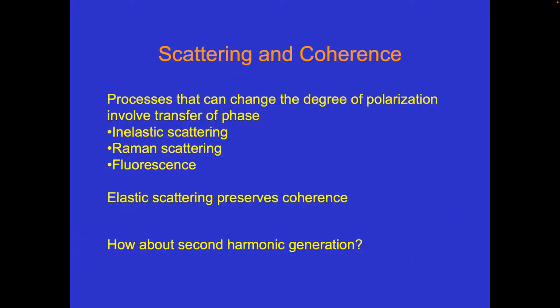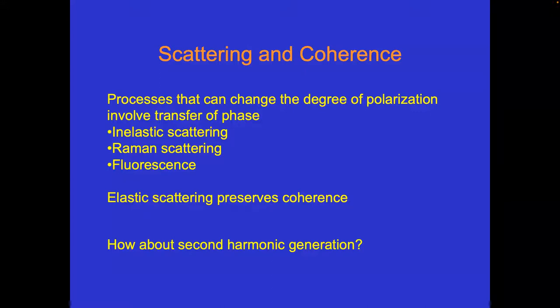Okay, but where are we? I'm going a little bit back on that coherence, because the question is, what are processes that can change the degree of polarization? So what can lead to depolarizing the light? So let's have my laser here. What do I need to do to the light to make it unpolarized?